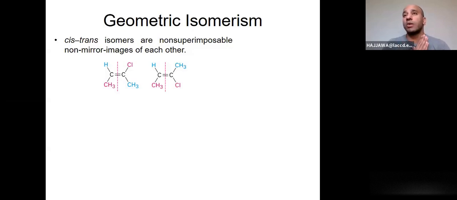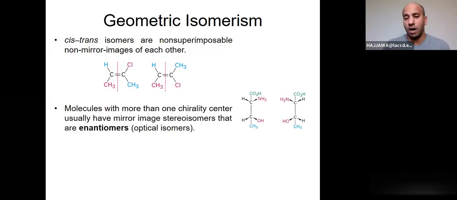Every single cis and trans pair will always be non-mirror image of each other and non-superimposable. It's different from the term that we just seen earlier, enantiomers. Enantiomers, these are compounds that are mirror image of each other, and they are non-superimposable. Mirror image of each other and non-superimposable. While here, geometric isomerism involves the two compounds to be non-mirror image and non-superimposable.